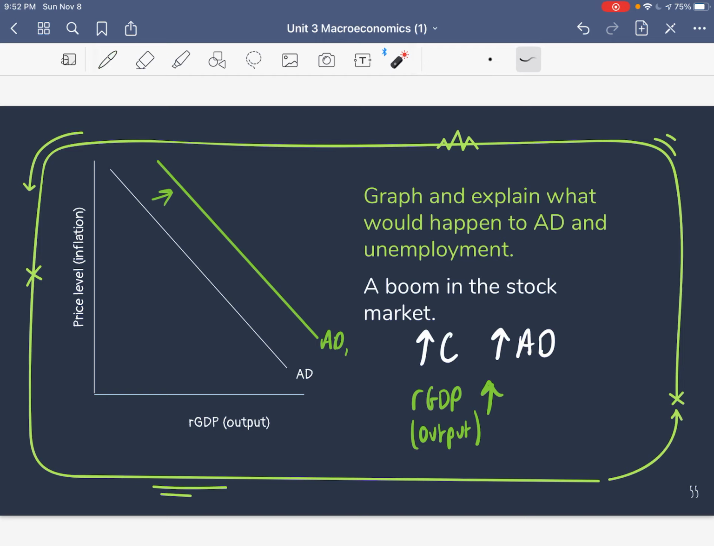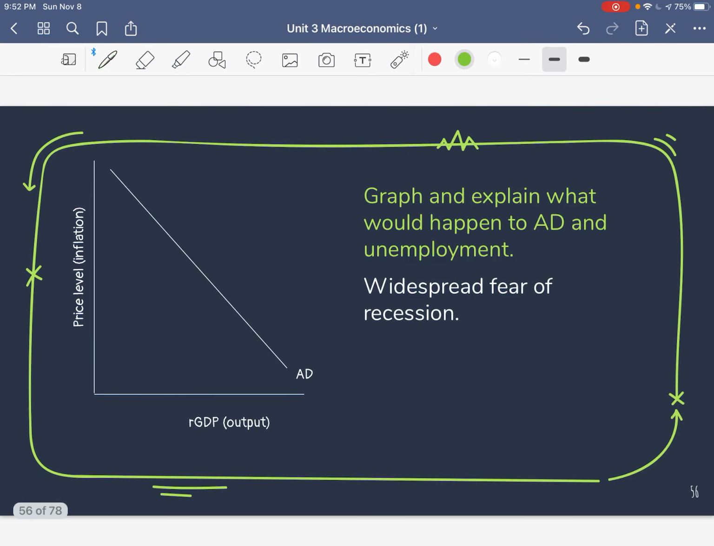Increases, and like we talked about earlier, if we were making this much stuff and now we're making this much stuff, that means that we're employing more people to make more stuff. That would mean unemployment, if we're employing more people, unemployment is going down because we're hiring more people to make more stuff. All right, let's look at the next one.